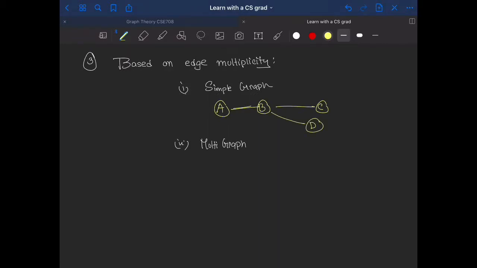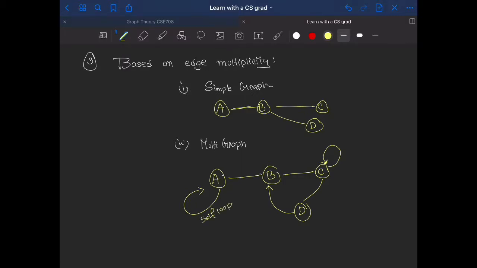In a multigraph we see the concept of self loops. Let's say we have A to B, B to C. C can go to itself again, and C can go to, let's say, D, then D can point to B, and A can point to itself again. This is an example of a multigraph where we see self loops. A self loop means we can go from A to B, and we can also go from A to itself again.